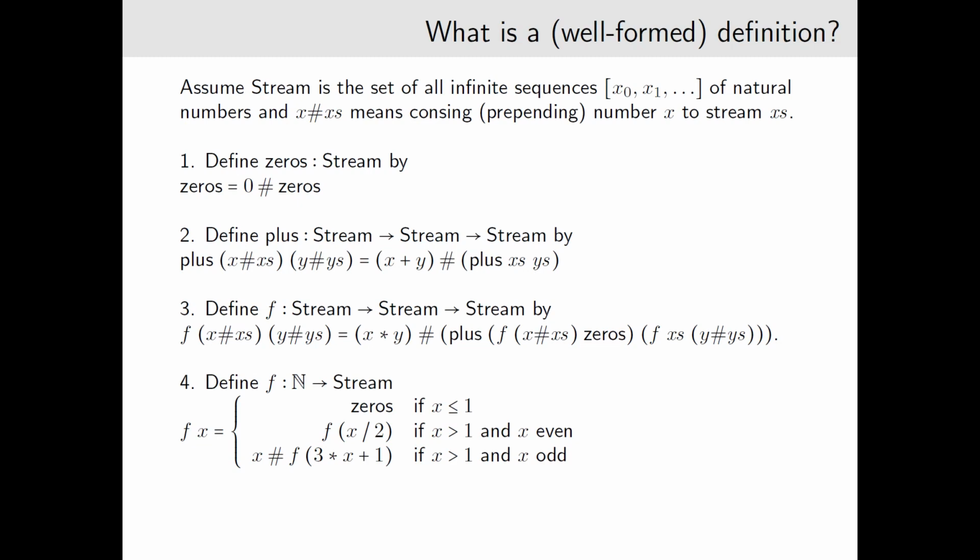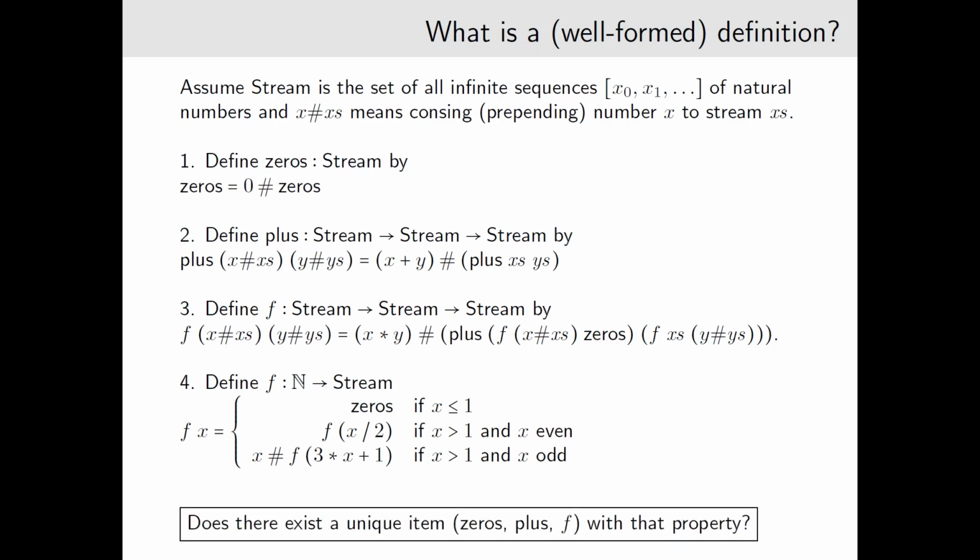But in any case, long story short, this function computes the Collatz function. So if the Collatz conjecture is true, then the result will always finish in zeros, in the stream of zeros. And yes, there exists a unique function f that satisfies this property.